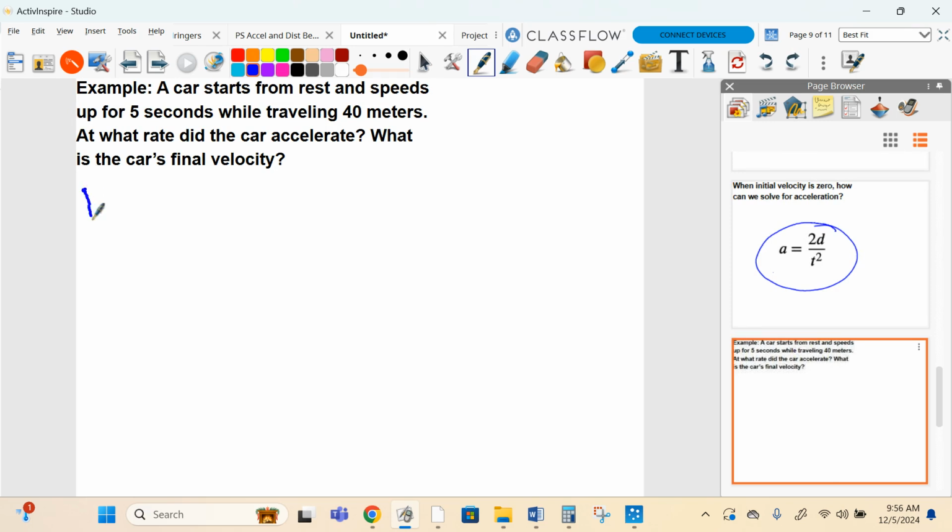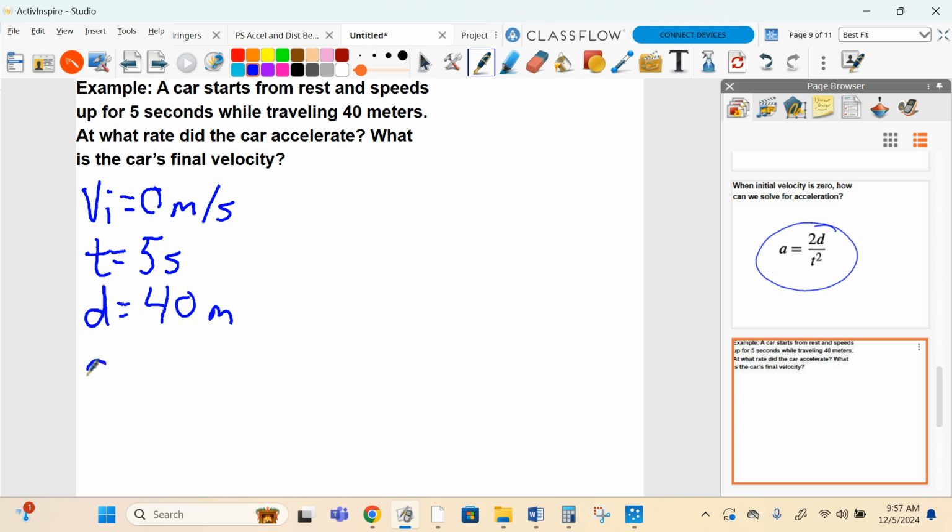Okay. So, going over the examples here, almost done. Car starts from rest. VI is 0 meters per second. Speeds up for 5 seconds. Seconds measures time. While traveling 40 meters. At what rate did the car accelerate? And it's also asking for what is the final velocity. This is actually asking for 2 different questions.